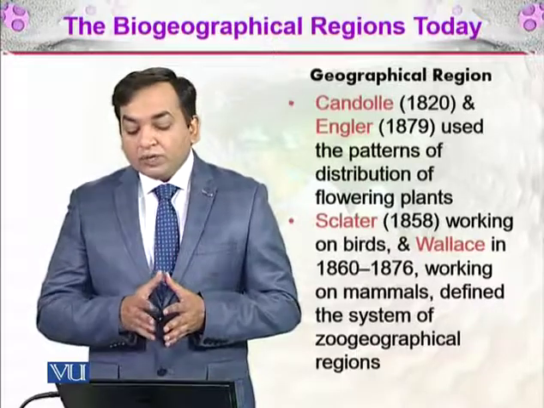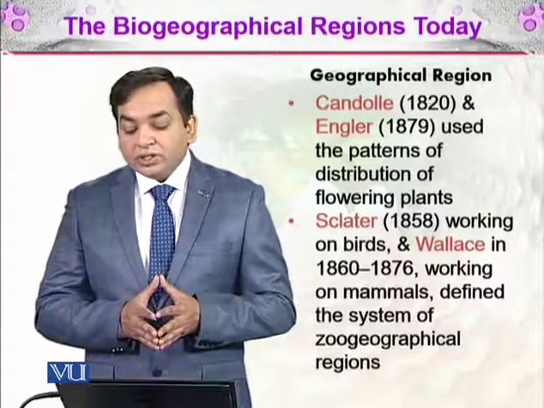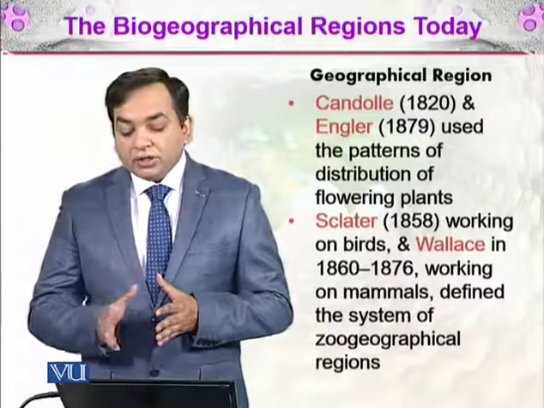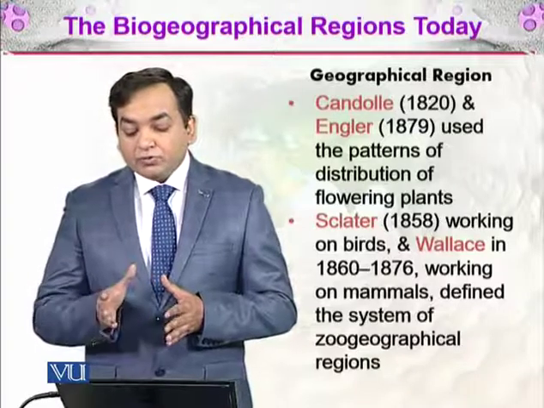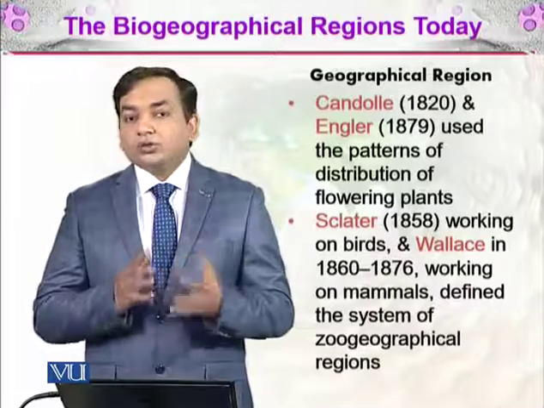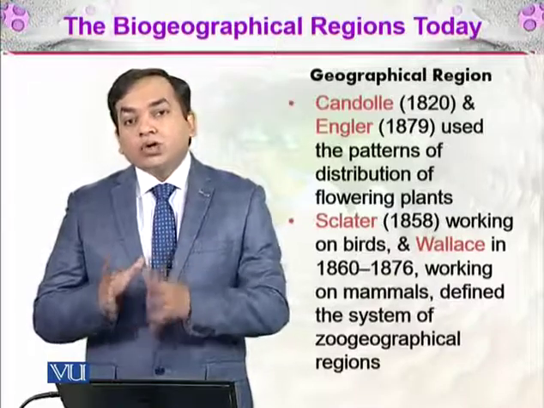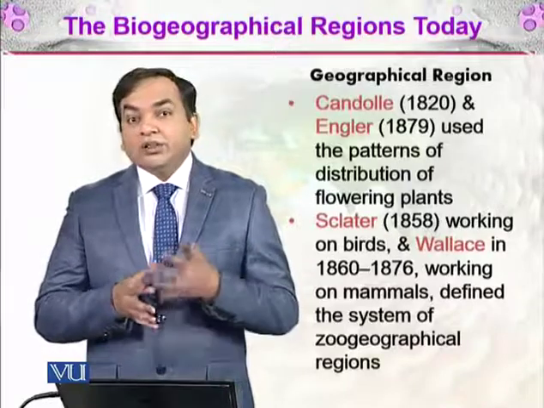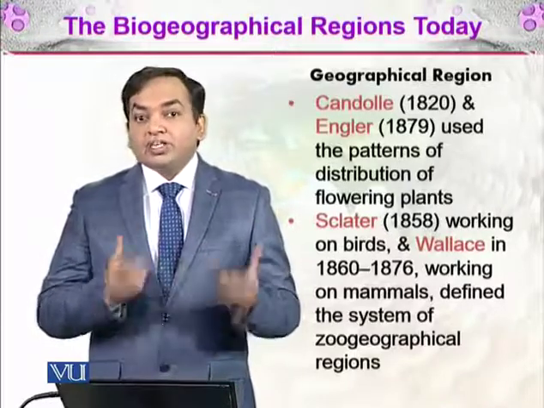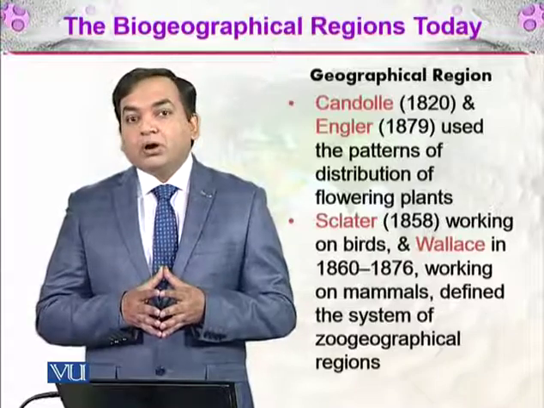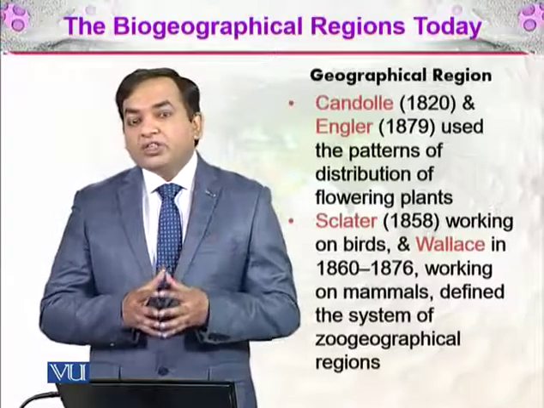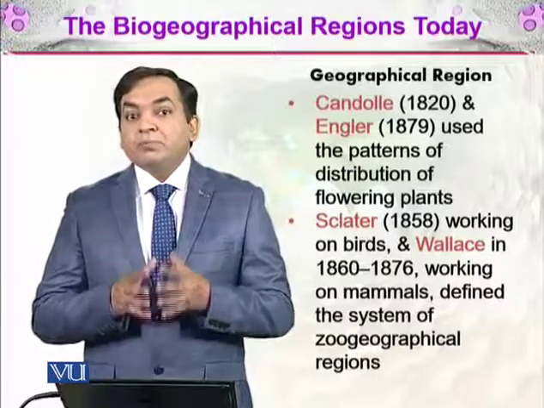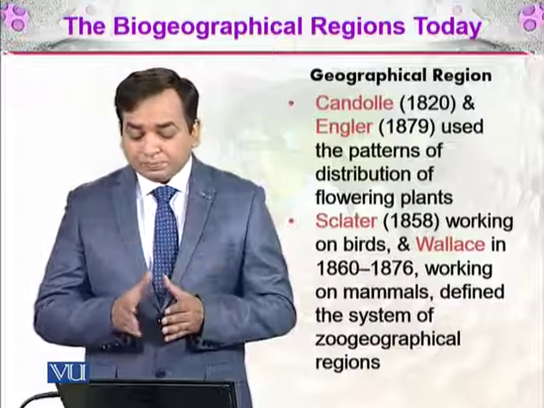So first of all, there were Candolle in 1820 and Engler in 1879. They used the patterns of distribution of flowering plants to define the geographical regions. In their studies, they were using plants, which are sessile, they cannot move, and they are spreading. The angiosperms are very efficient in spreading, but still these regions were defined mainly on the basis of plants.